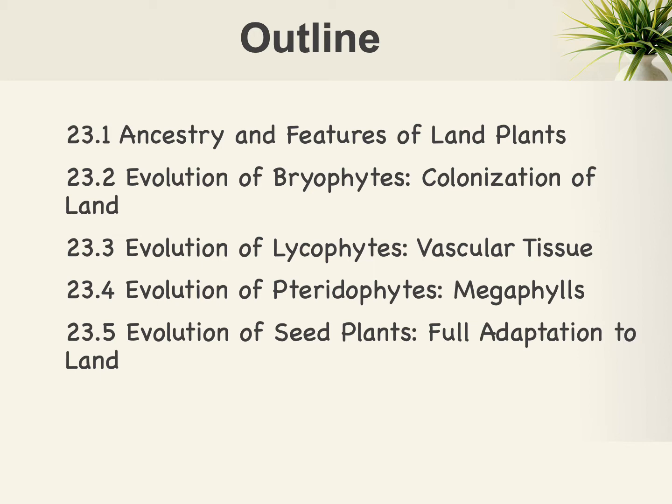First, we will cover the ancestry and features of land plants, and then we'll go over to the evolution of bryophytes, which is the colonization of land, and then we will go into lycophytes, which have the vascular tissue. Next we'll go into the pteridophytes, which have the megaphylls. And the last one, we will go into the evolution of seed plants, which is the full adaptation to land.